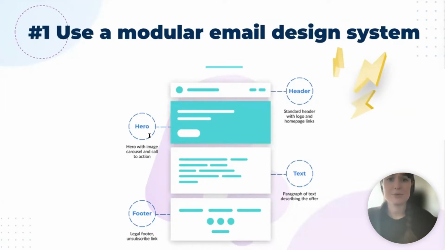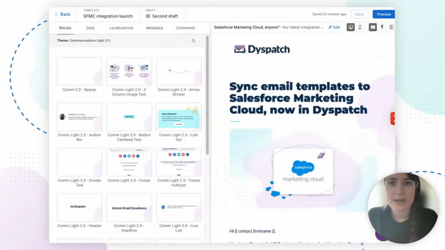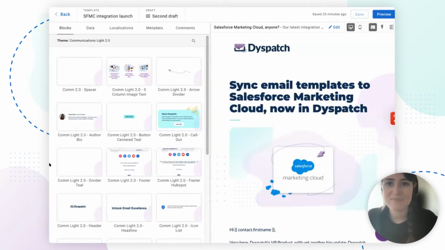So if you're not familiar with modular email design, the 5-second explanation is it's a system where you separate your templates into modules that you can reuse to create new templates for a bunch of different purposes. So you can kind of see that on the screen here. And the metaphor everyone uses is it's like email Lego blocks, basically. So I'll show you what that looks like in Dispatch. And let me just open up. Yes, we have a nice template here.